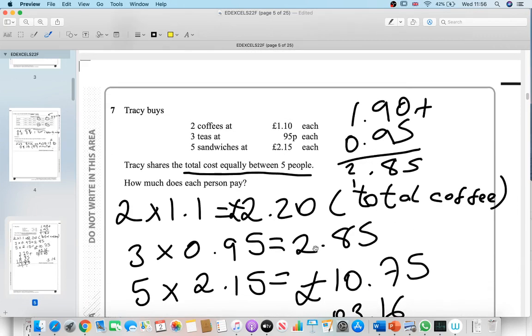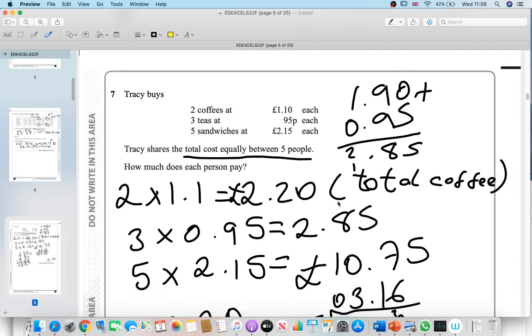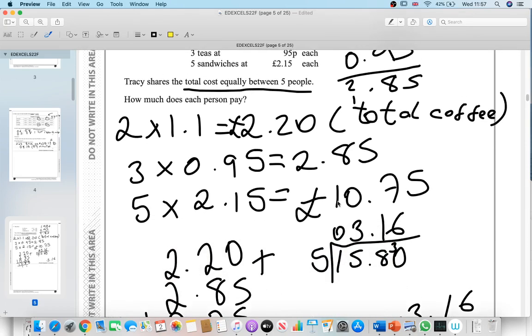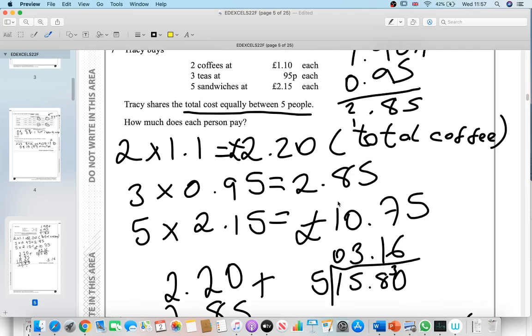Right, guys, Tracy buys 2 coffees at £1.10 each, 3 teas at 95 pence each, and 5 sandwiches at £2.15 each. Okay, so we have to work out, Tracy shares the cost between 5 people. How much does each person pay?